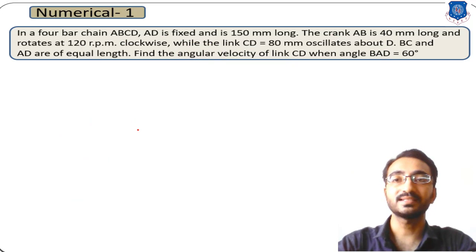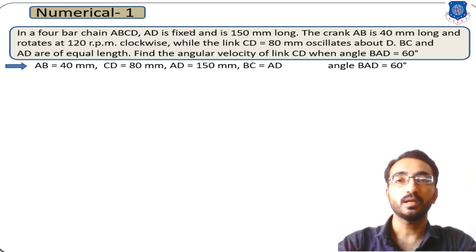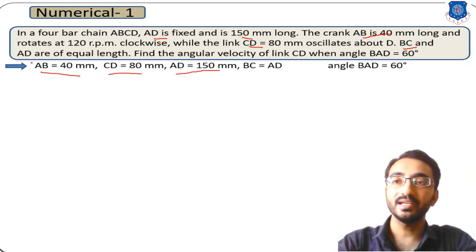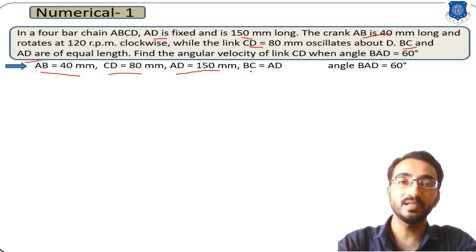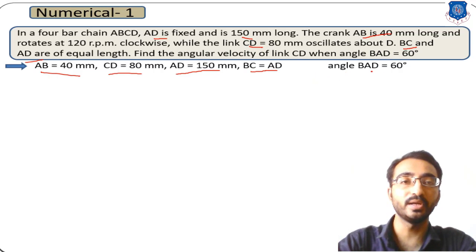So let's start this example. First, we will identify the basic data. From the data, link AD is fixed, of 150 mm length. So the length of AD is 150 mm, crank AB is 40 mm, link CD is 80 mm, and BC and AD are of equal length. So BC and AD both are 150 mm, and the angle BAD is given as 60 degree.